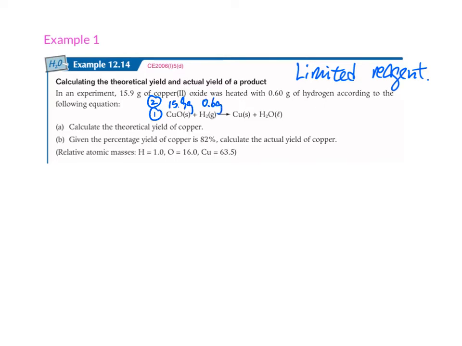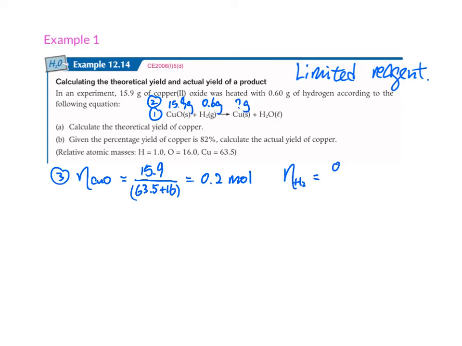So what we're going to do, we're going to find the copper. Number 3, you're going to find the moles of copper oxide. You will have 15.9 gram over 63.5 plus 16. So this one is around 0.2 mole, while the number of moles of H2 will equal 0.6 over 1 times 2. So this one is 0.3 mole.